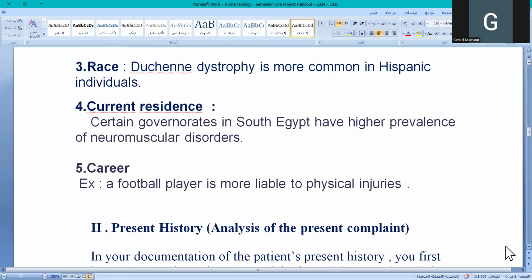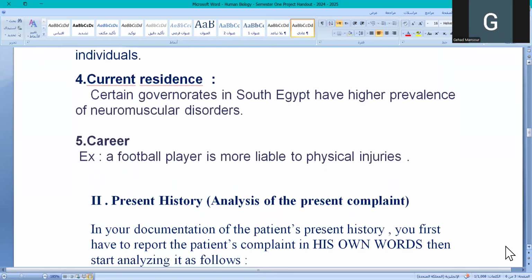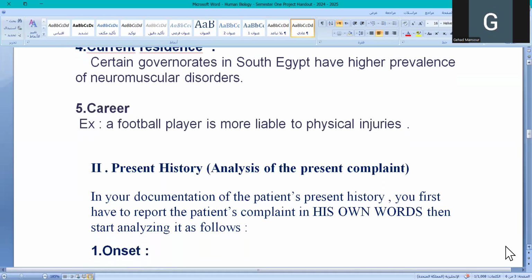The current residence is also important because certain areas in Egypt, like South Egypt, have a higher prevalence of neuromuscular diseases. This might be due to genetic disorders, because maybe these communities are closed communities where the individuals intermarry and interbreed, resulting in a higher prevalence of a certain genetic disorder within this narrow genetic pool, or because of an environmental or cultural effect.